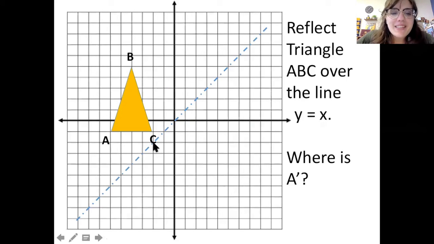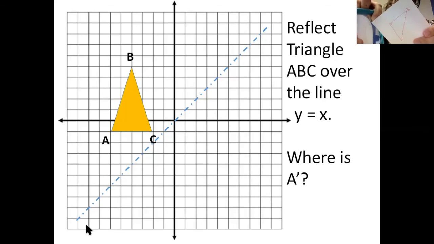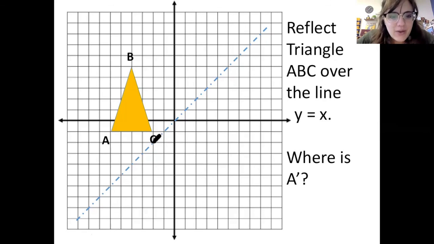Ooh, this one is interesting. I like doing these. So reflect triangle ABC over the line y equals x. Y equals x is put there as a dashed line for you, and it wants to know where is A prime. Reflecting over one of the diagonal lines changes the shape a little bit differently. So we're going to go ahead and look at that. I'm going to find a point on this one and adjust my triangle. I'll do this point right here. Ignore that one.